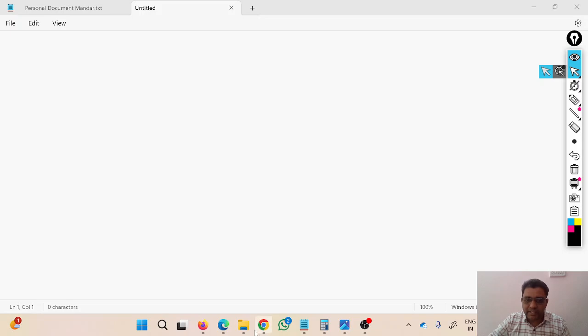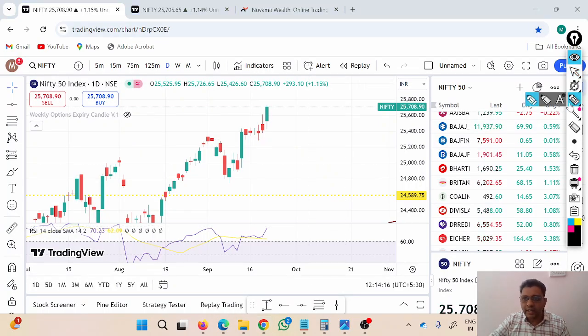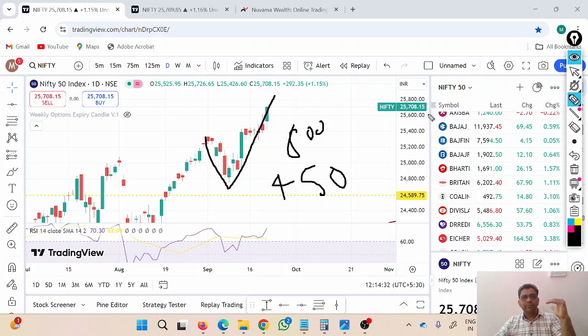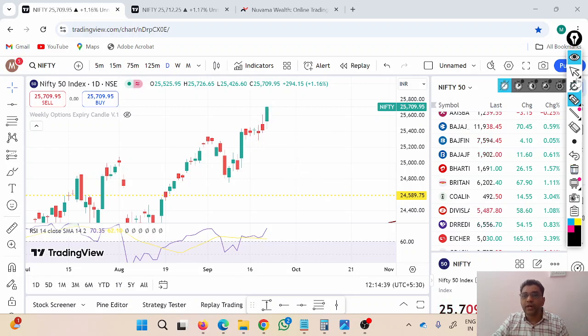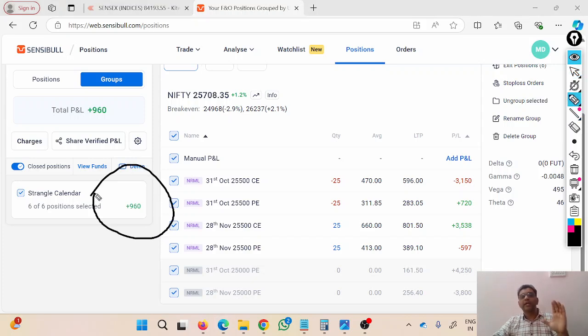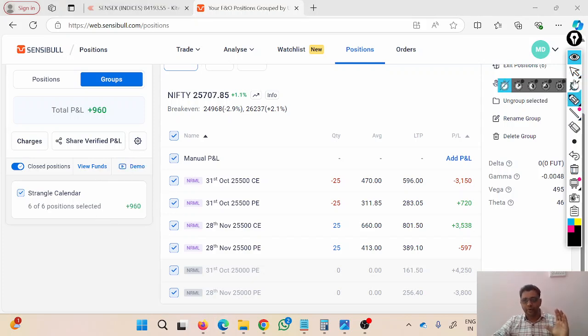And the same thing happened. You can check here in the chart. After my deployment, the market fell drastically by 450 points, and then it recovered by 800 points. So you can see how volatile the market was. That means it was a move of around 1200 points, but still my calendar spread was rock solid. It was not affected by these kinds of movements and I am sitting in a profit.